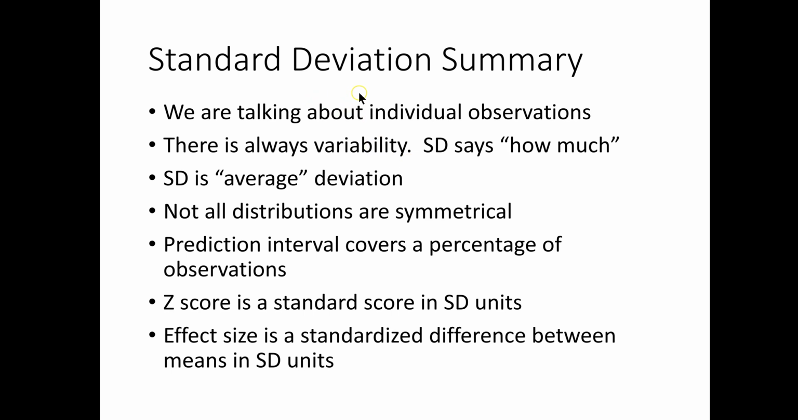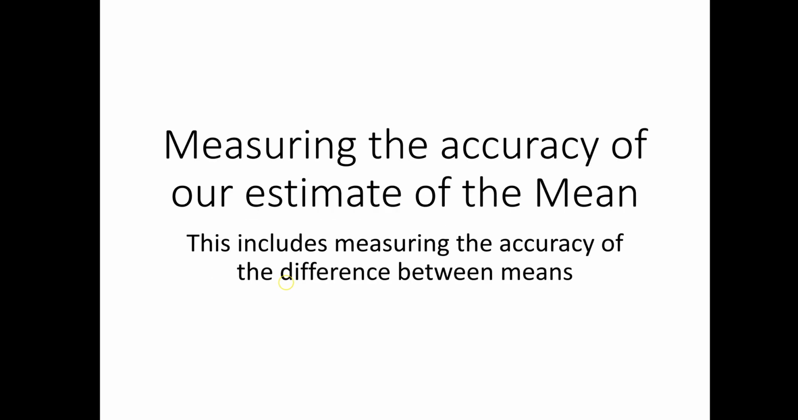So when we talk about the standard deviation, we are talking about individual observations. There is always variability. Standard deviation says how much. Standard deviation is average deviation. Not all distributions are symmetrical. Prediction interval covers a percentage of observations. That's the definition of this term, prediction interval. And the z-score is a standard score in SD units for a particular patient. Effect size is a standardized difference between means in standard deviation units. An effect size is what's used to determine clinical relevance, whether or not you should go with the treatment, it just gives you that information.